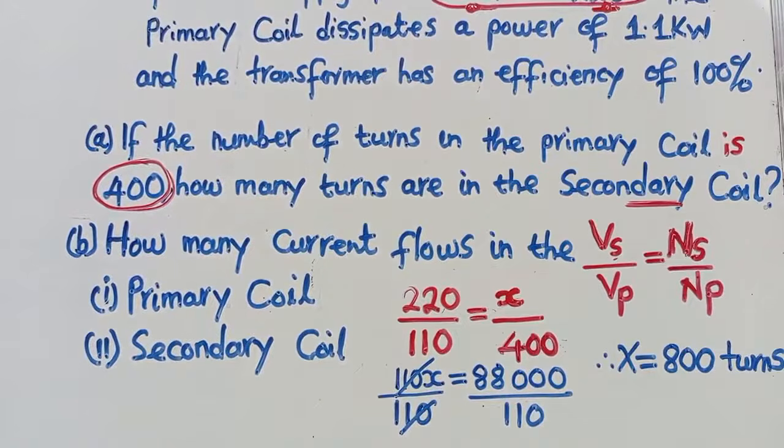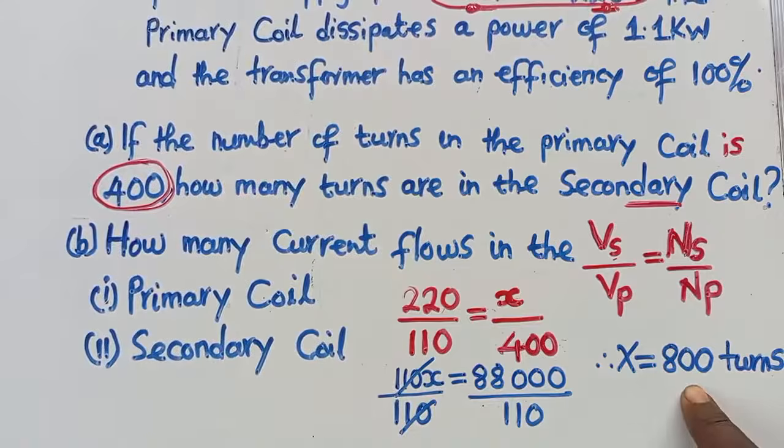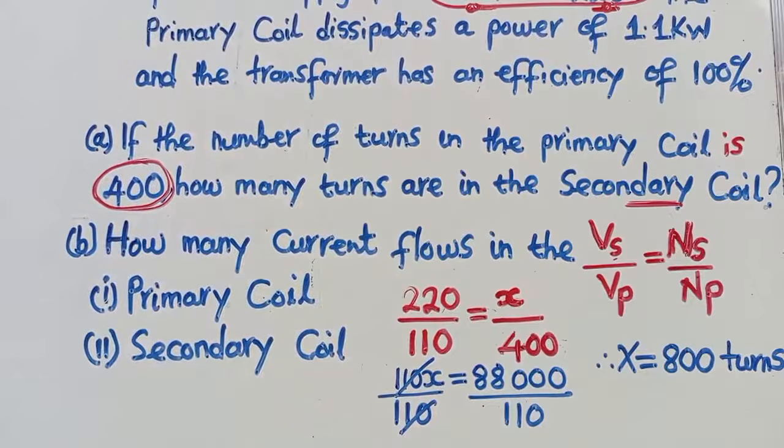We are done. So you can now conclude and say that therefore the number of turns in the secondary coil is 800. Conclusion is very important. Even as you answer these questions in an exam, the marker should know that for sure this candidate knows what he is talking about. So we are done with the first one.